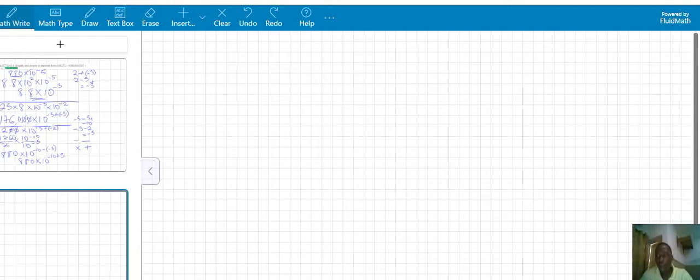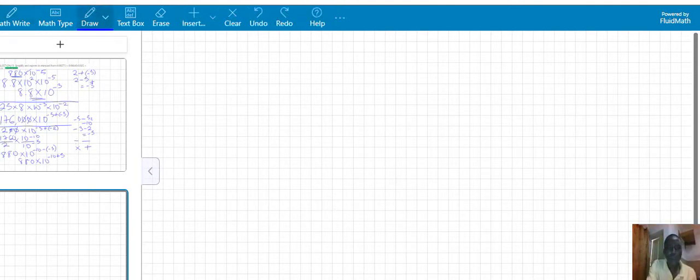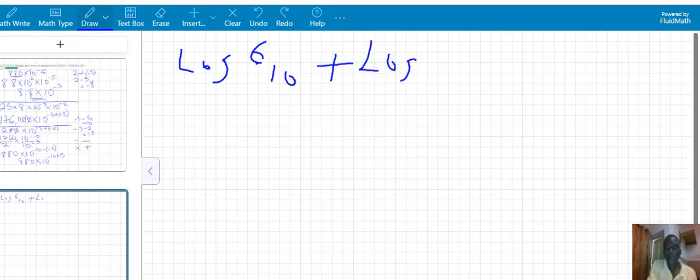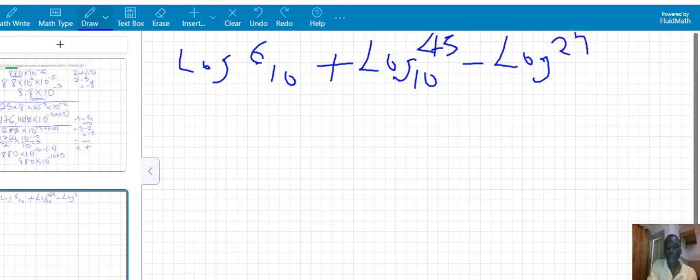Now look at that question. If you look at it properly, you are asked to find the value of log 6 base 10 plus log 45 base 10 minus log 27 base 10.